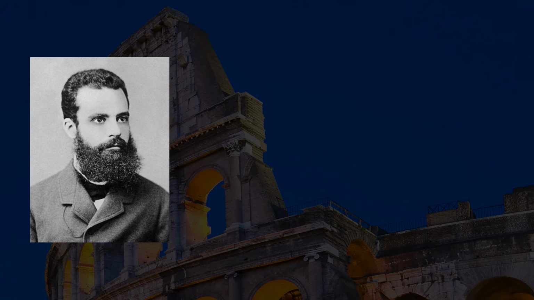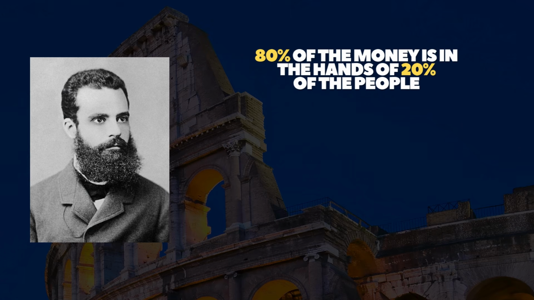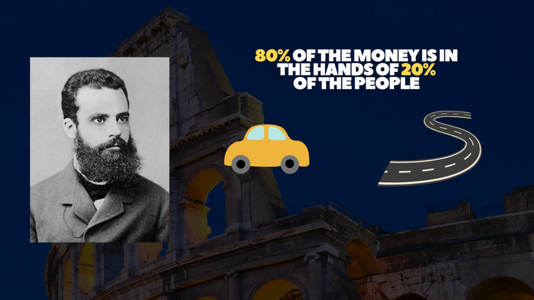In the 1890s, an Italian economist noticed that 80% of the crop was coming from only 20% of the farmland. And the more he studied this, the more he saw this ratio expressed in many other areas as well. 80% of the traffic was from 20% of the road. 80% of the people lived on 20% of the land. 80% of the money was in the hands of 20% of the people.